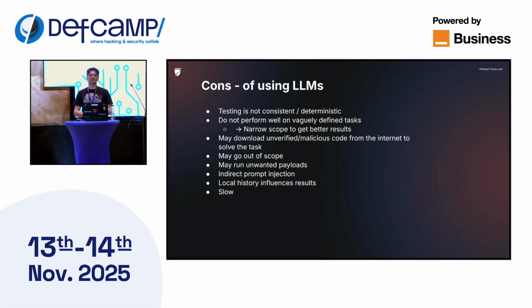If it decides, okay, I need this piece of code to solve my task, and you're not attentive, or you always answer yes to what it asks, then it says, okay, I found this repo on GitHub which allows me to perform this task, let me download it locally and run it. What is there? We don't know. Sometimes it may go out of scope, may run unwanted payloads, as I said, and also be aware of indirect prompt injection. But this is a topic for another talk.